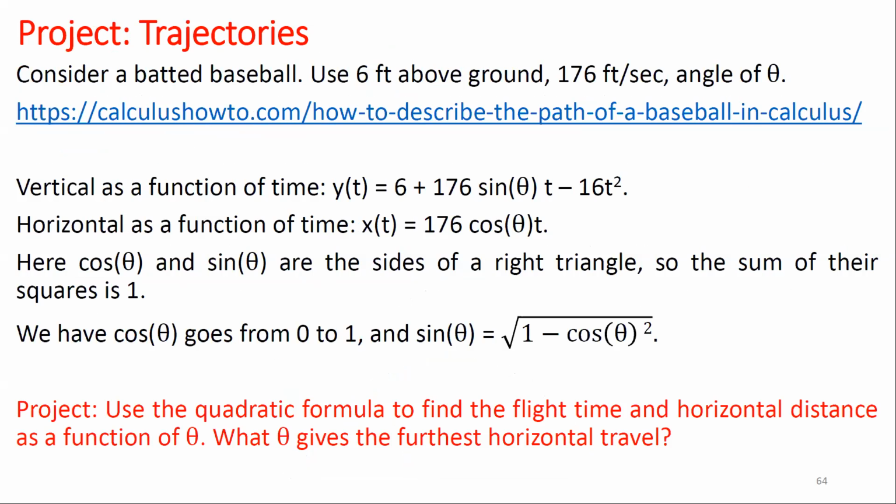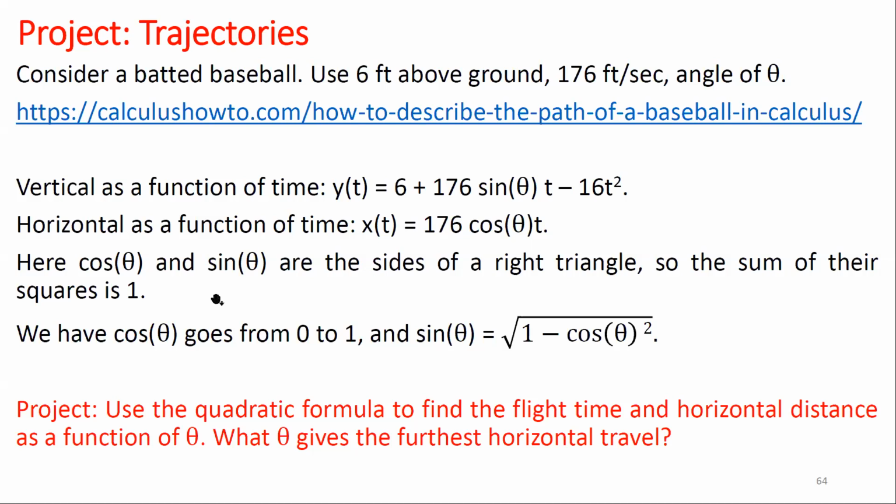So as a nice exercise, and this is just barely doable, I think, with what you know, let's try to figure out what is the best angle to hit it at. It turns out that the formulas from physics tell us that the vertical height as a function of time is 6 plus 176 sine theta t minus 16t squared, where theta is the angle that the ball is hit, and the horizontal distance is 176 cosine theta t.